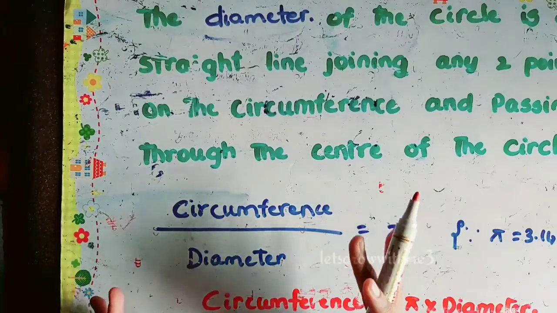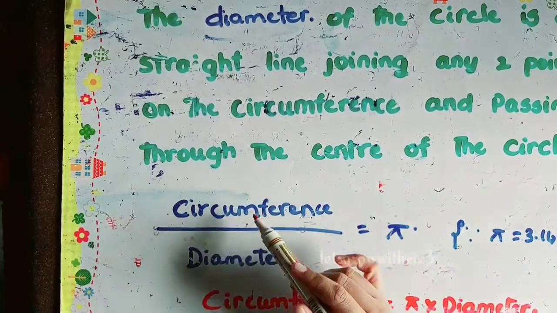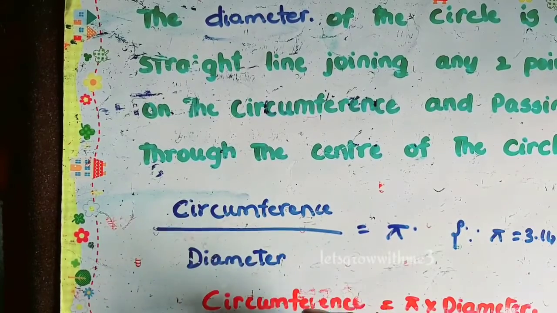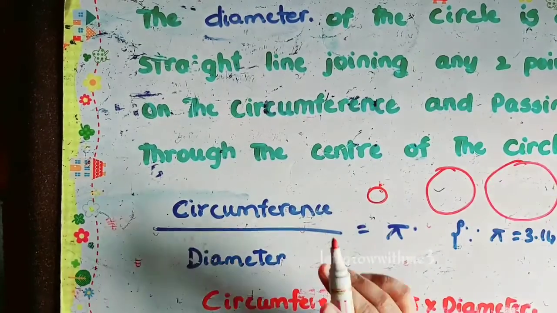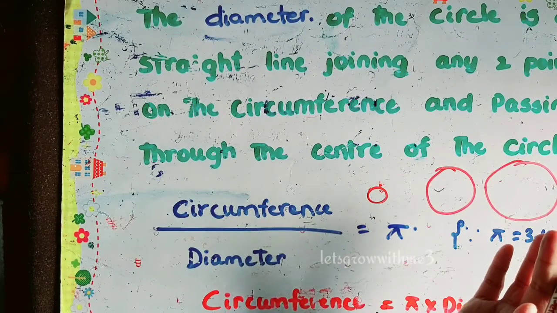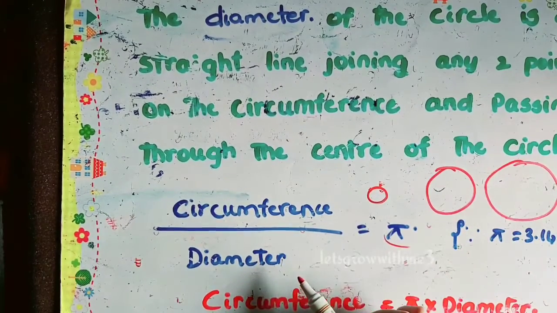Now I want to give a point over here. If it is a small circle, medium circle, or large circle, for any circle the ratio of circumference and diameter is constant. For any circle, whether small, big, large or medium, the ratio between circumference and diameter is constant. That is equal to pi. Here we will consider the pi value as 3.14 or 22/7.